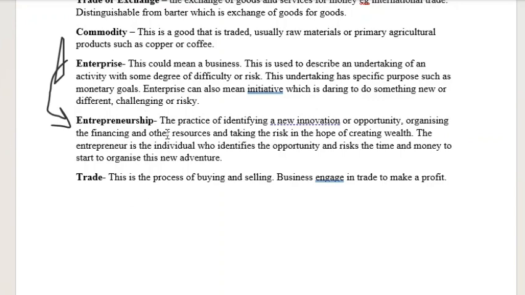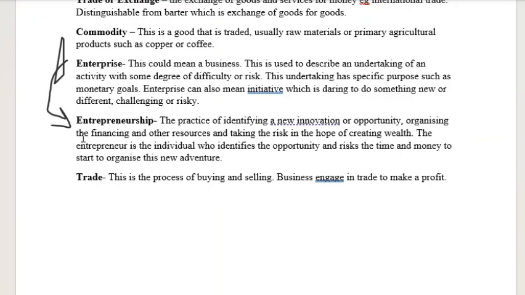So let's look at entrepreneurship, the practice of identifying a new, innovative opportunity, organizing the financing of the resources, and taking the risk in the hope of creating wealth. The entrepreneur is the individual who identifies the opportunity and risks the time and money to start and organize the new venture. So, back to the audience, there's a big difference between entrepreneurship and enterprise. You are correct in saying that, the person that made that comment on that video. Entrepreneurship is solely the practice of identifying a new opportunity. But enterprise is far more than just that.